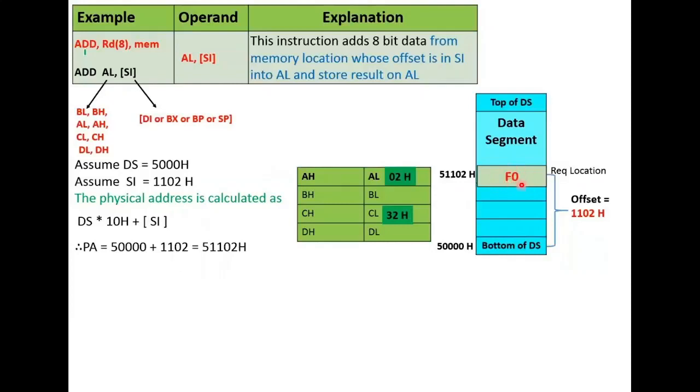This F0 I am going to add with the 8 bit content which is there in AL. What 8 bit content do we have? 02 we have. So this 02 you are going to add with F0. I performed that addition, 02 added with F0, then I got F2. Now this is the 8 bit result. This 8 bit result I am going to store in AL, because AL is the destination operand and this is the source operand. So AL is the destination, so the result is stored in AL. I hope you understand how we performed this 8 bit addition.